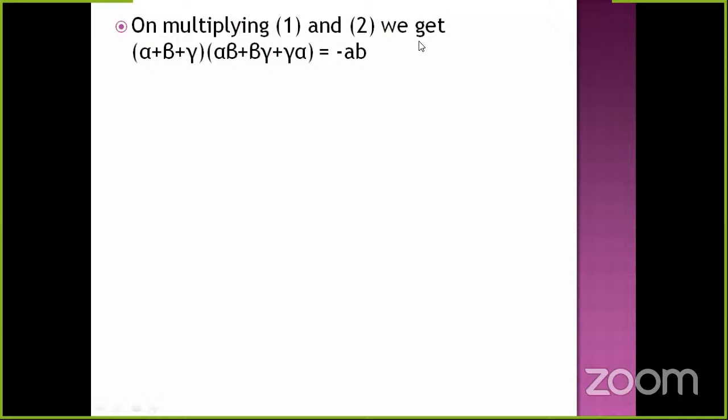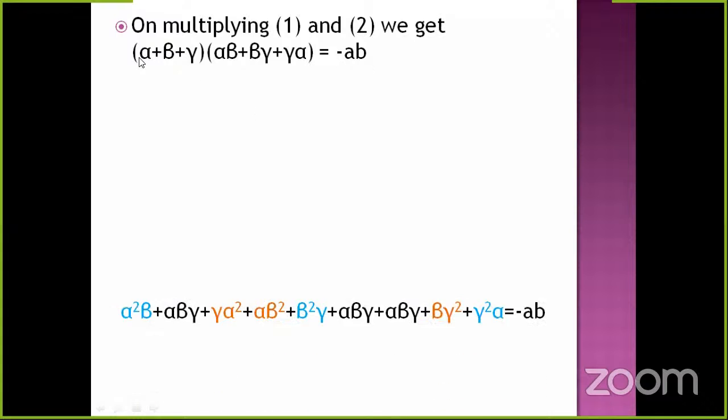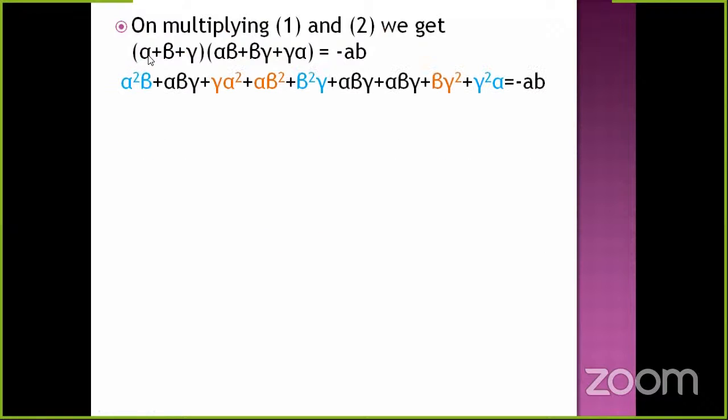So in 1 and 2, we get (alpha plus beta plus gamma) into (alpha beta plus beta gamma plus gamma alpha) is equal to minus ab. Now again by multiplying this, see here, I am multiplying first by alpha. Then what will I get? Alpha into alpha beta, that is alpha square beta, plus alpha beta gamma plus gamma alpha square. So multiplication with alpha has been completed. Now I am multiplying with beta. So plus alpha beta square plus beta square gamma plus alpha beta gamma. Again by beta also I completed. So now multiply with gamma.